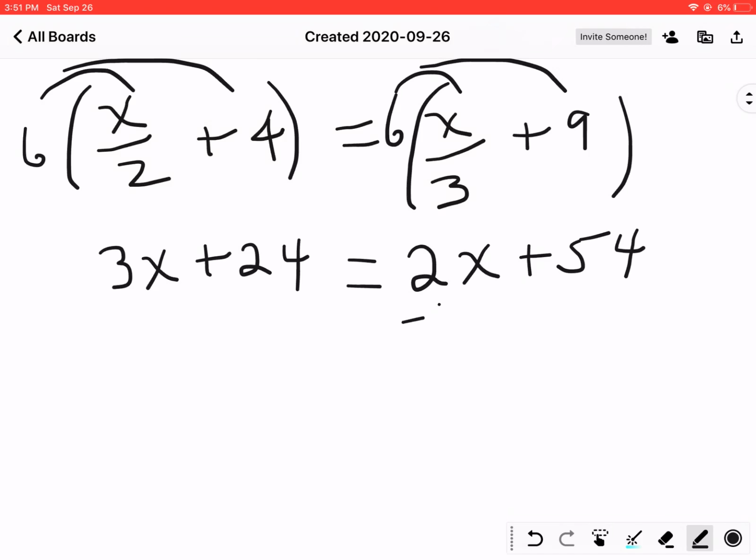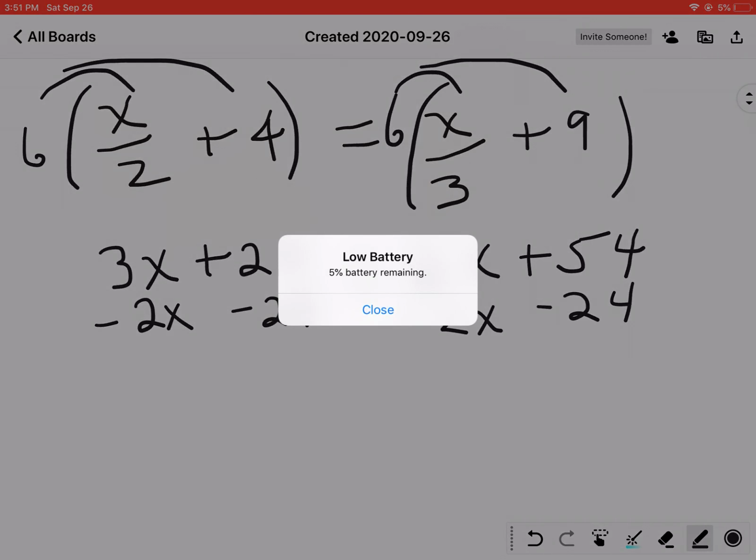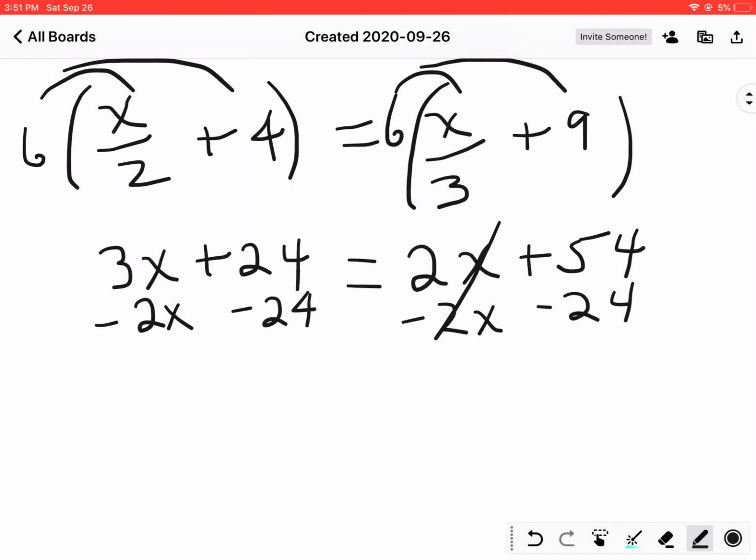So now, I look at the 3x and the 2x. I'm going to subtract 2x from both sides. And I'm also going to subtract 24 from both sides to get the numbers or constants on the right. These will cancel off, those will cancel off, and I will be left with x equals 30.